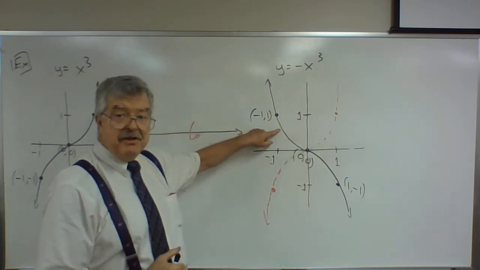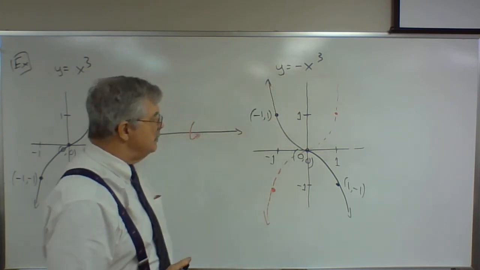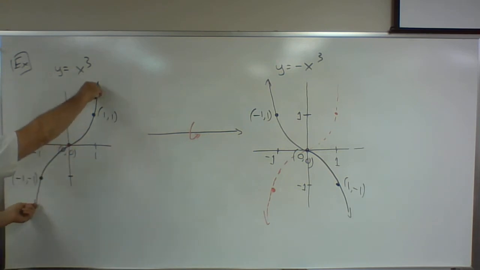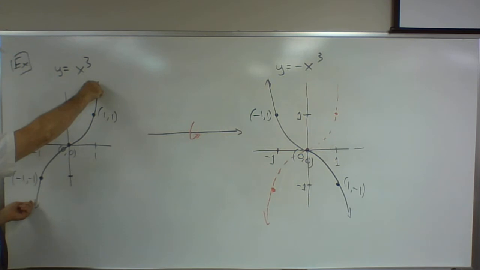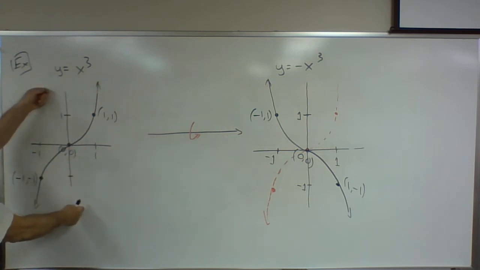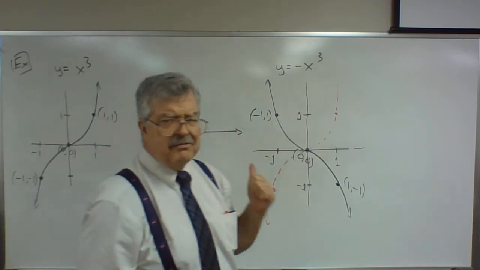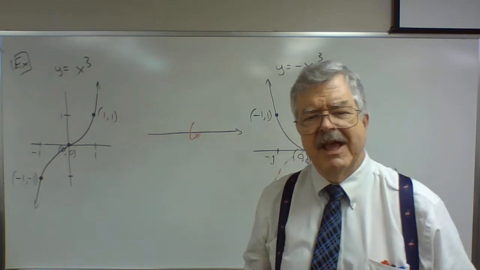Voila! This is what the graph of y equals negative x cubed looks like. We just took the original graph, both sides, on both sides of the y-axis, and flipped them over the x-axis. We revolved the original graph about the x-axis. Let's do one more like this before we start putting some things together.